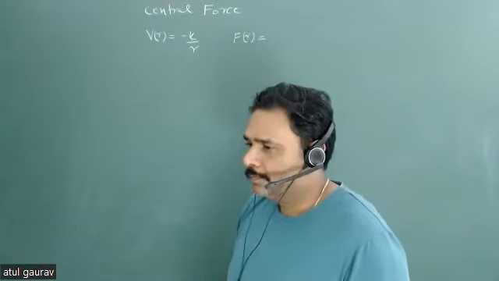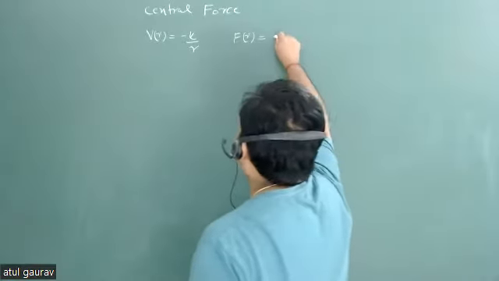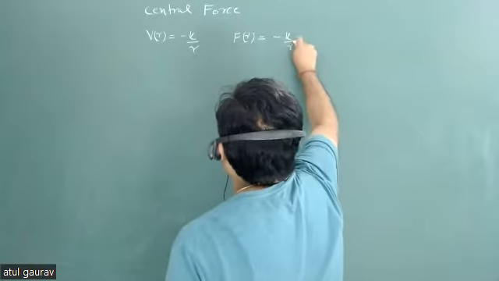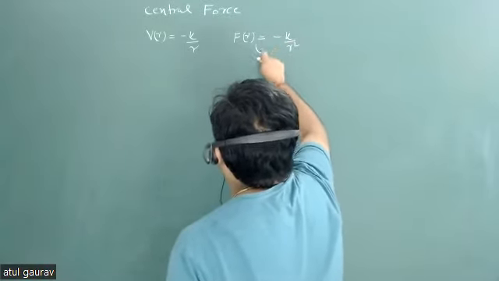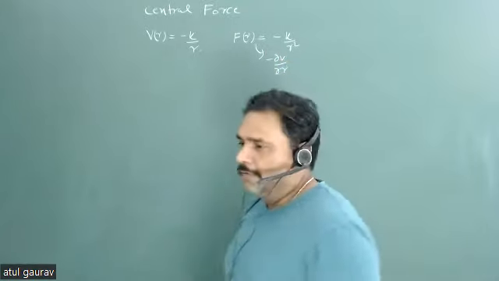K upon R square. Again, this is wrong. So deliberately I am asking this question. That value is minus K upon R square. Okay? Because you have to do the calculation, minus del V upon del R. Are you getting my point? So it's very interesting.